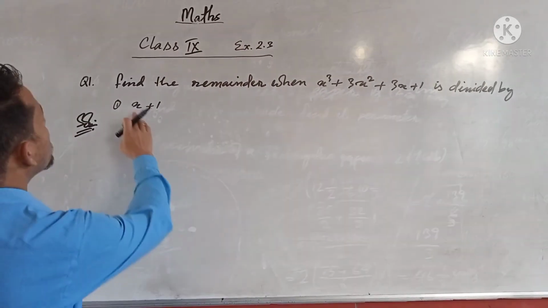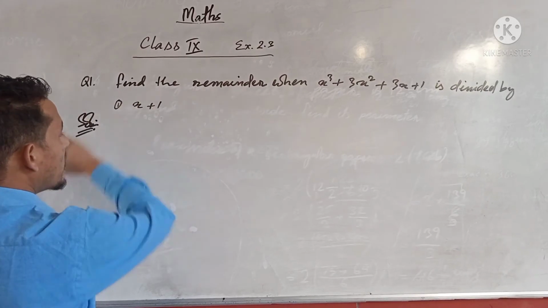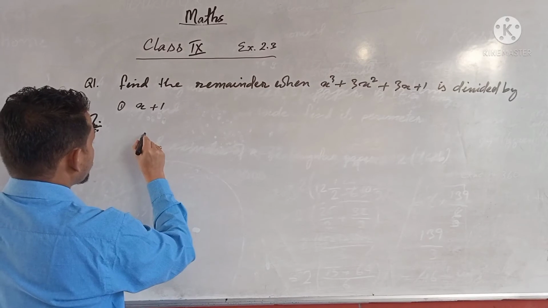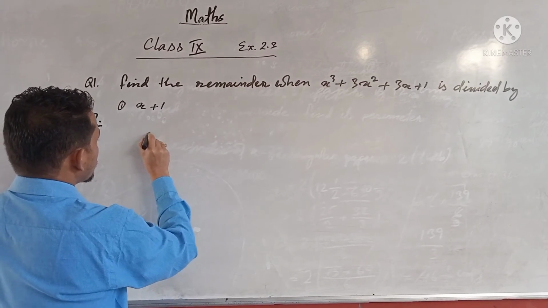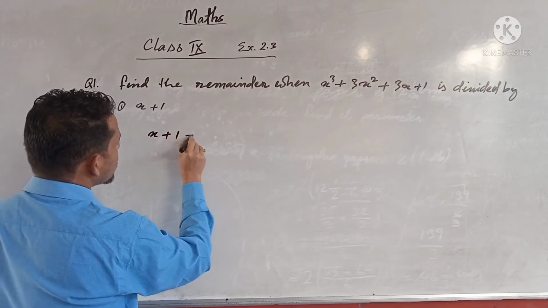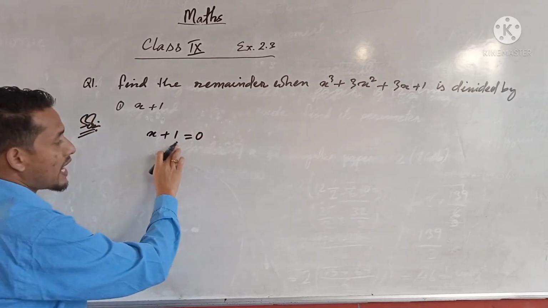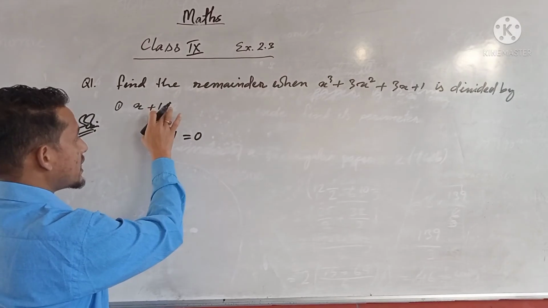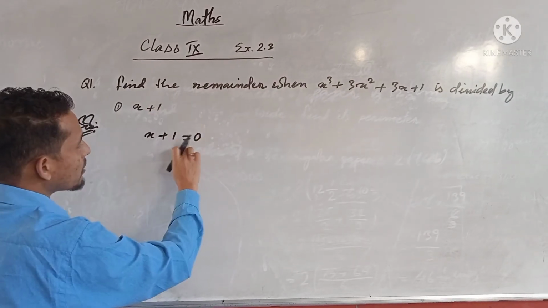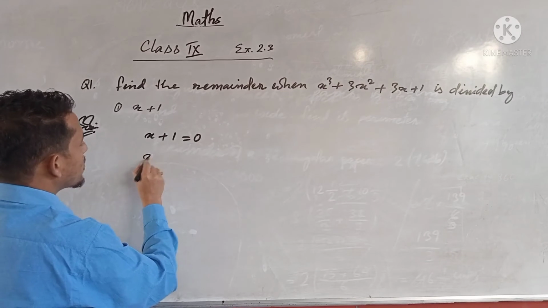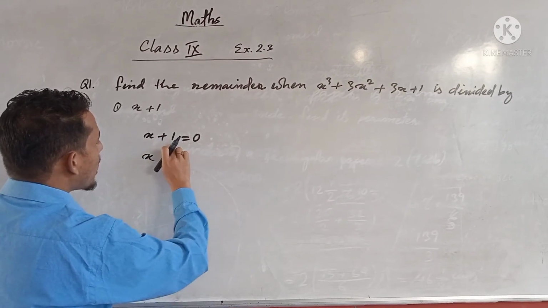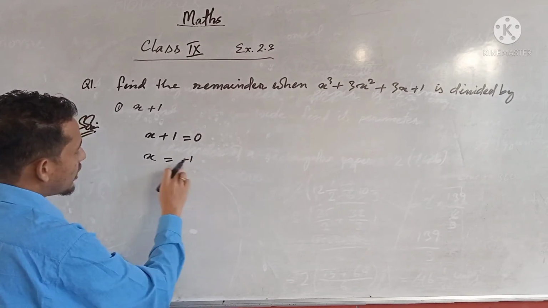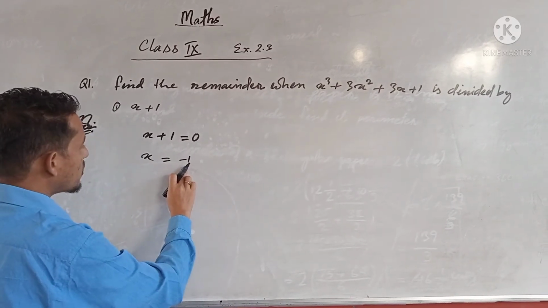First of all, we will find the zero of this second polynomial. So now let us write the zero of this polynomial. That is, x plus 1 equals 0. Last time I explained this. Whenever we calculate the zero of a polynomial, you have to put it equal to 0. So you get x equals 1, you move it to the right side, it becomes negative. So the value of x is minus 1.